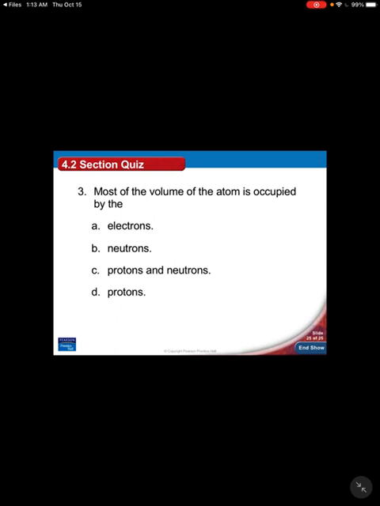My point is that the electrons take up all the space, even though they themselves are extremely small. Their orbits or their paths take up a lot of space, and the nucleus at the center of the atom is extremely, extremely small. So most of the volume of the atom is occupied by electrons, but they themselves are extremely small.